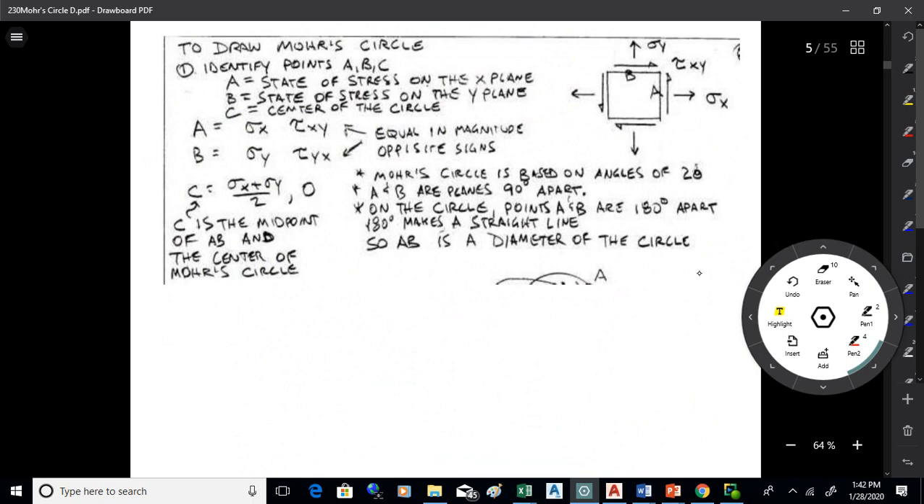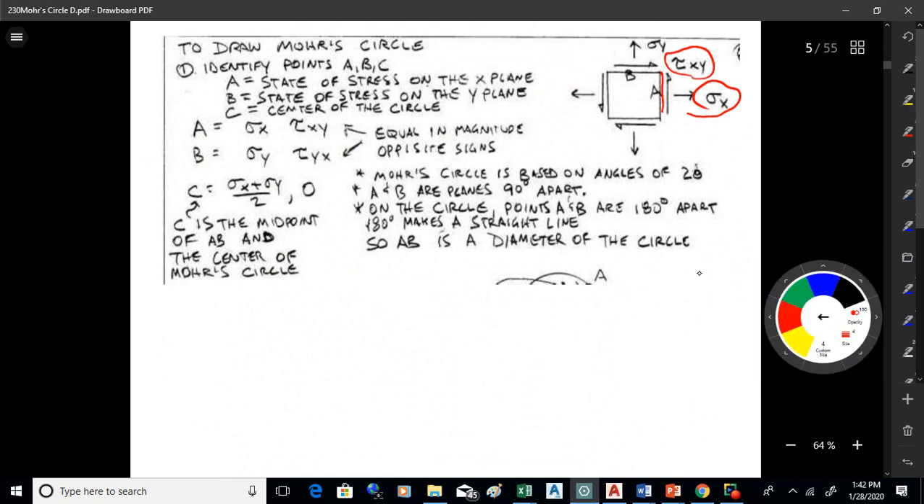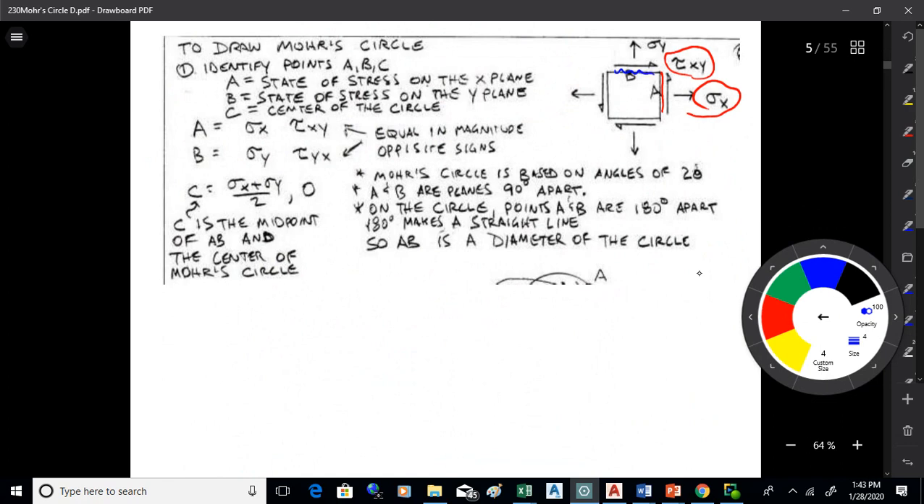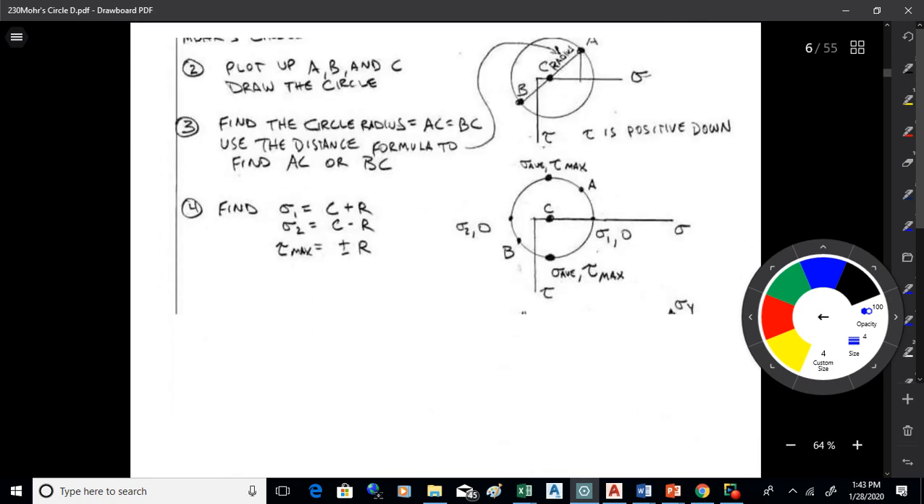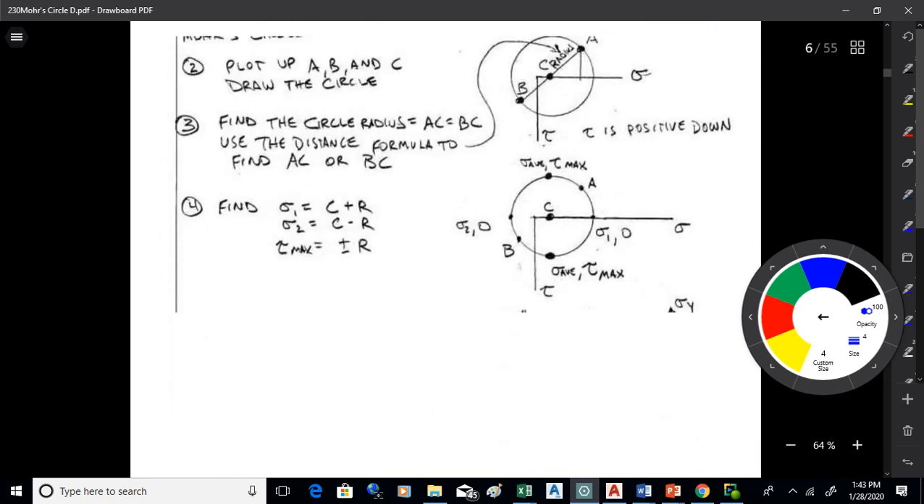The equation is based on this 2 theta angle used throughout the formulas, which is pretty good because if you have a vertical plane, you have one point on the circle, sigma x and tau xy. When you look at the horizontal plane, that gives you a second point on the circle, sigma y and tau yx. They're 90 degrees apart on the actual element, but the circle's based on an angle of 2 theta, so they're 180 degrees apart on the circle, and that means they make up a diameter. So if you plot up A, plot up B, find the midpoint, that is the center of the circle, and then you can construct the rest of the circle from that.